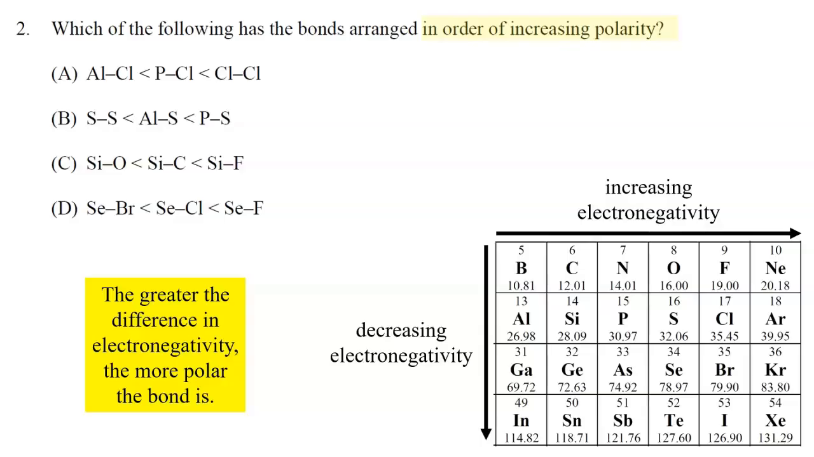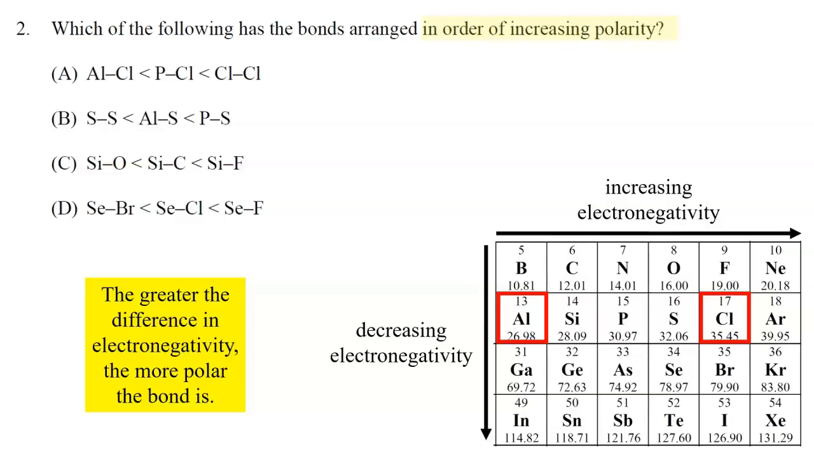So I'll start with choice A. In choice A, the first bond listed is between aluminum and chlorine. And what you'll see on this slide is that I will highlight the location of various elements on the periodic table as I talk about the various bonds. So there are aluminum and chlorine, which are in the same period.